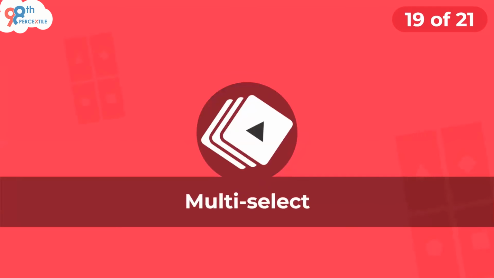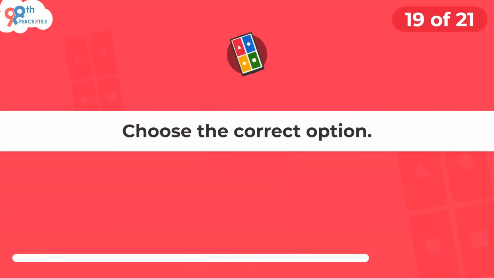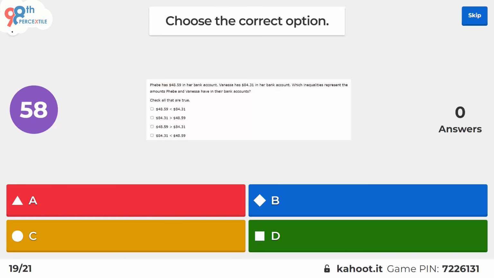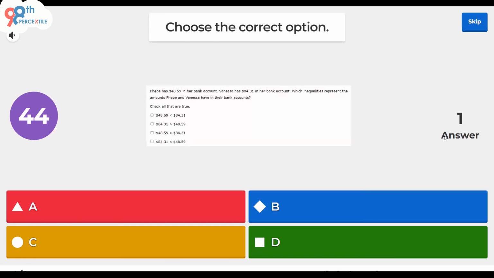It's a multi-select question. Phoebe has 48.59 in a bank account. Vanessa has 84.31 in a bank account. Which inequalities represent the amounts Phoebe and Vanessa have in their bank accounts? Analyze this very carefully. The options have been framed in a manner that you might not quite be able to evaluate the situation.